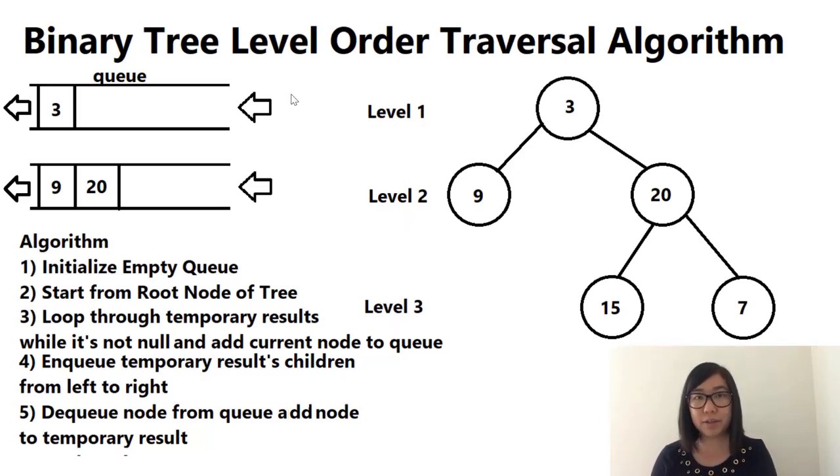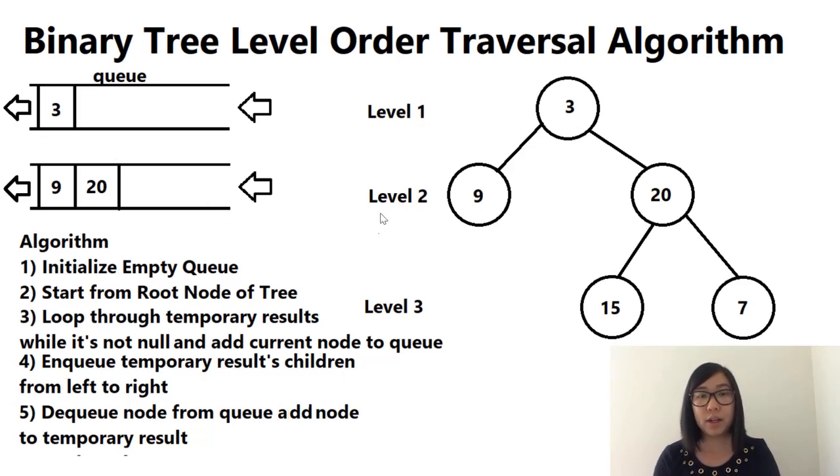To traverse this binary tree in level order, the first thing we have to do is create a queue. A queue is a data structure where the first item that goes in will be the first item that gets out. So it's just like a queue of people waiting in line or a queue of items that will be printed from a printer.